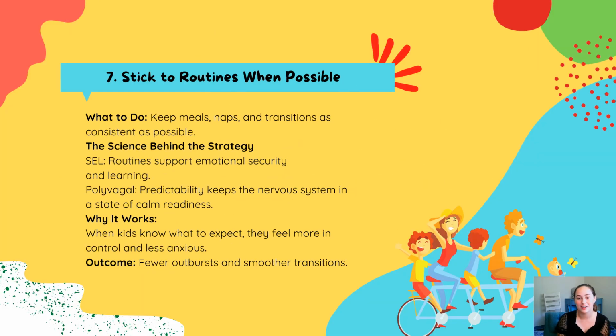So while tantrums are inevitable, there are some things that can prevent or reduce the number of tantrums each day. So one thing is predictable daily routines. Regular meal times, naps, and clear transitions lower stress for both the kids and the parents. SEL emphasizes routines as a way to create emotional security, and polyvagal theory explains that predictability keeps the nervous system steady instead of on high alert. When children know what's coming, they don't have to fight or control as often, which means fewer meltdowns.